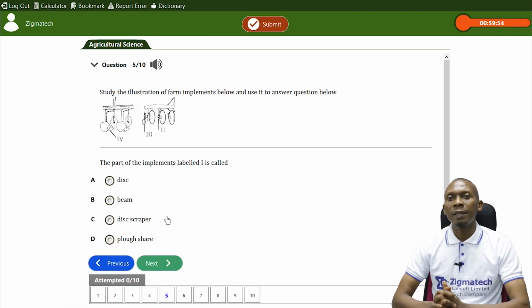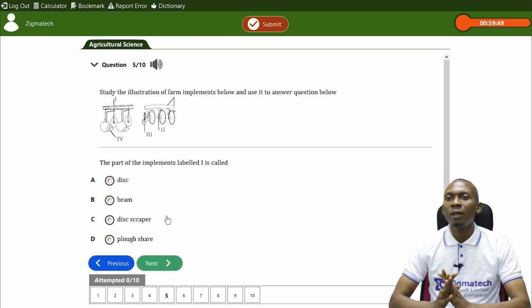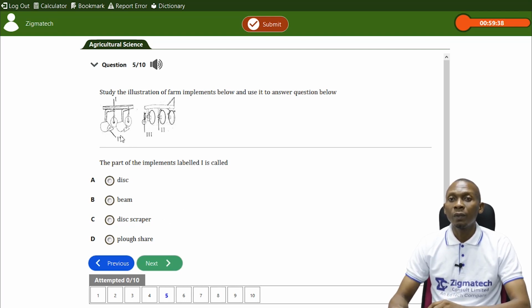From this question, it says, study the illustration of farm implements below and use it to answer the question below. The part of the implement labeled 1 is called, so you can see that this is a plow. We have the moldboard plow and the disc plow. So the part of the implement labeled 1, that's this. A, the disc. B, beam. C, disc scraper. D, plowshare. The answer is the beam. So this part is called the beam.